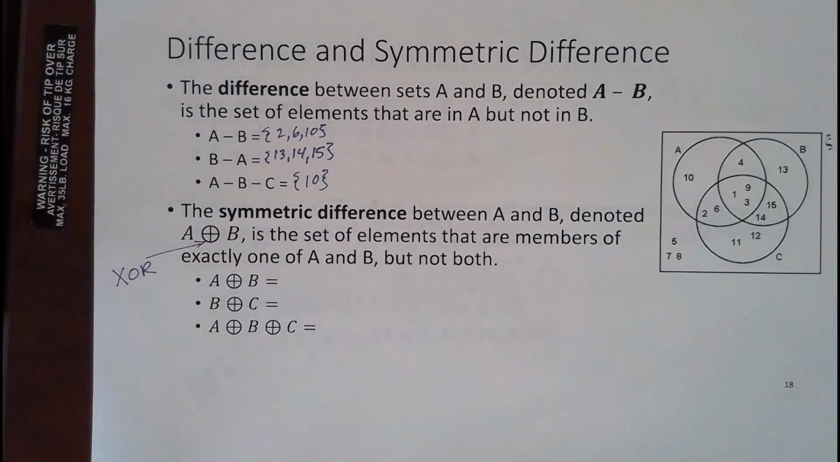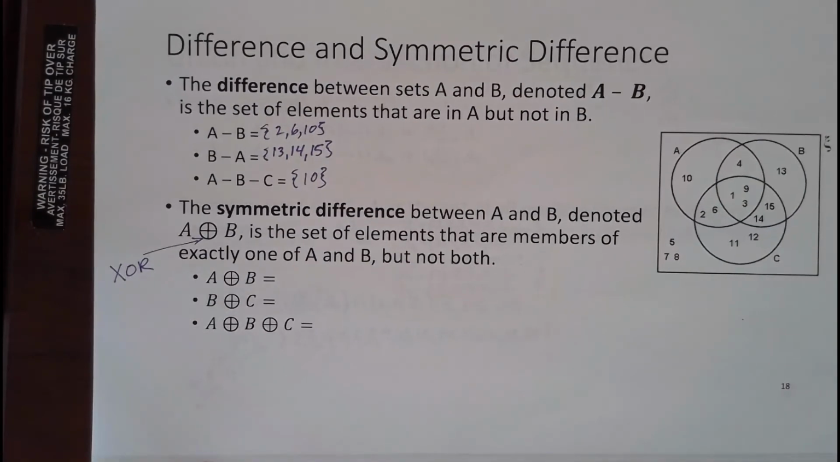So the symmetric difference of two sets is all of the elements that are in exactly one, either A or B, but not both, just like exclusive OR. It can be in the first set or the second set, but it can't be in both of them. Okay, so let's try that one.